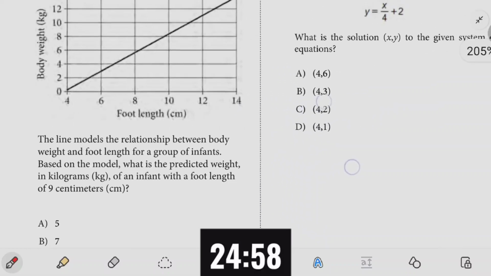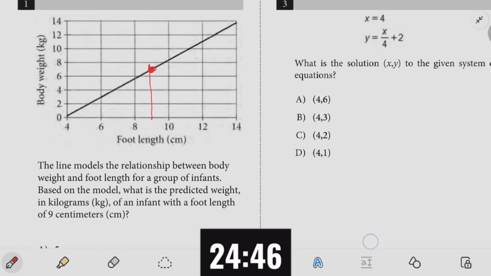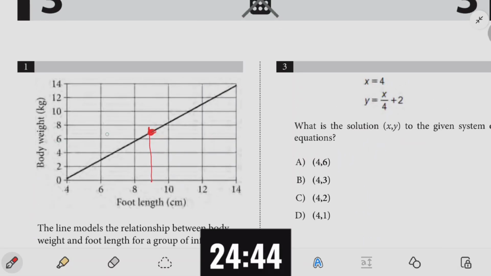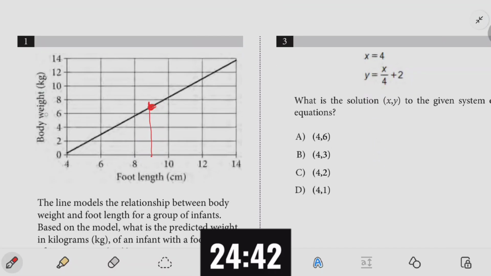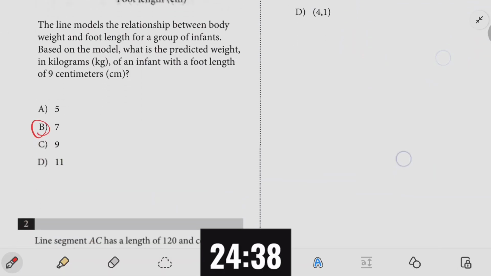Now calculate, okay. A line models the relationship between body weight and foot length for a group of infants. Based on the model, what is the predicted weight in kilograms of an infant with a foot length of 9 centimeters? The predicted weight is somewhere right here, that's like 7. It's between 6 and 8. So if it's 9 centimeters, it's definitely 7 kilograms.